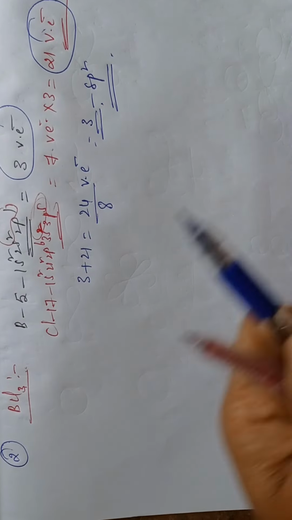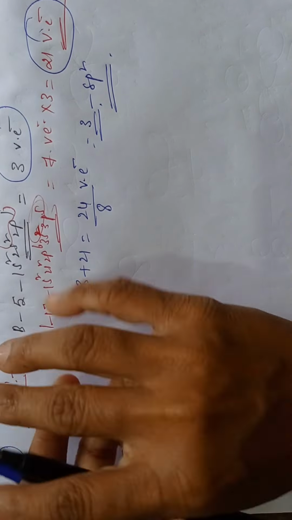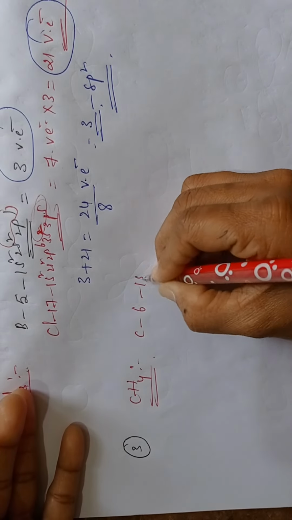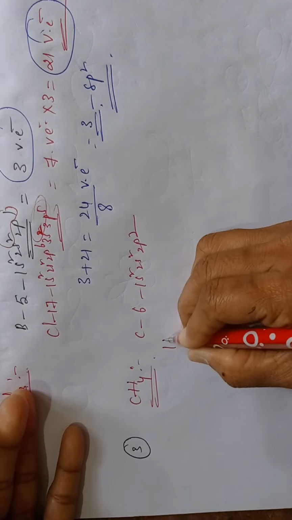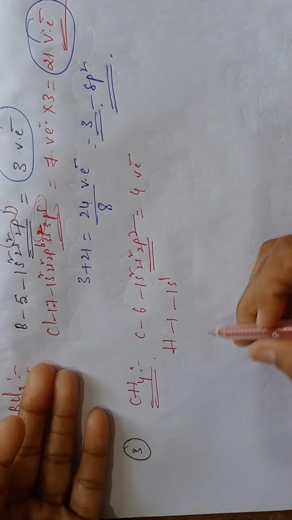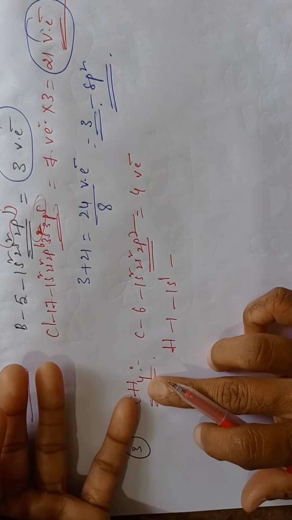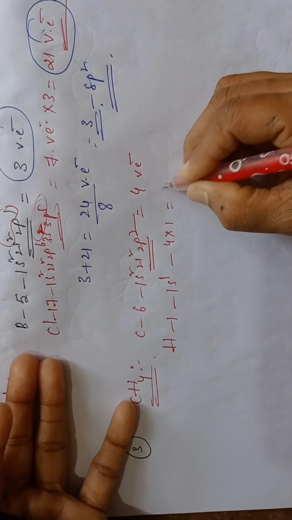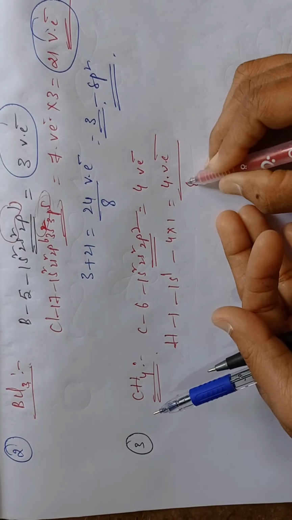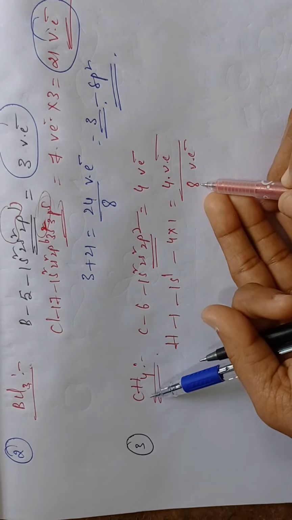Now see here, third example, students. sp3 hybridization. One example I am taking is CH4. Carbon atomic number 6: 1s2, 2s2, 2p2. Hydrogen 1, 1s1. Total how many valence electrons? Carbon has 4 valence electrons. Hydrogen has only 1 valence electron, but there are 4 hydrogens, so 4 into 1, 4 valence electrons. So the total number of valence electrons is 8.